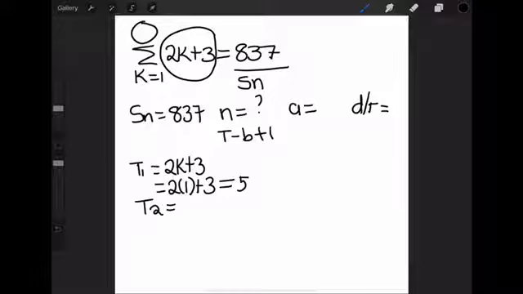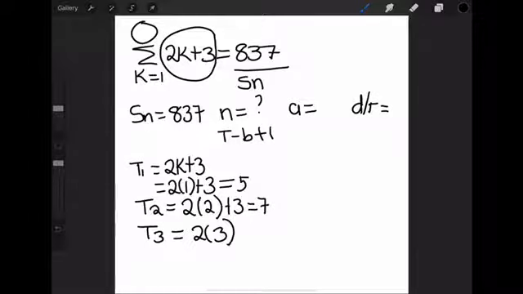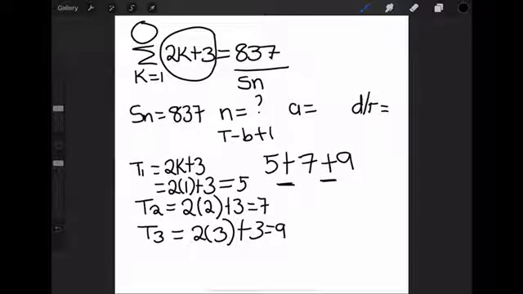T2, we're going to increase it by 1 because we've moved up one term. So 2 times 2 plus 3 is equal to 7. And T3 is equal to 2 times 3 plus 3 is equal to 9. We now have our first 3 terms of our sequence.